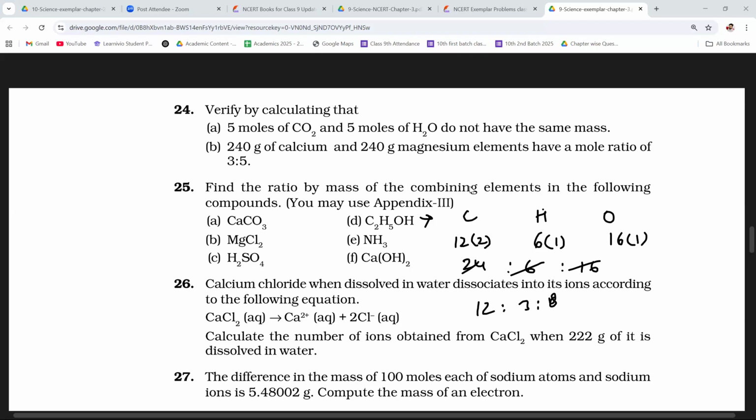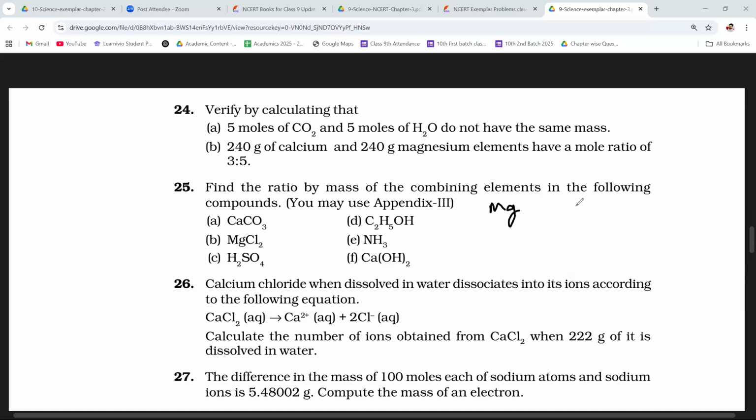Magnesium chloride: magnesium and chlorine. Magnesium is 1, so 24 into 1, plus chlorine is 2, so 2 into 35.5. You get 24 is to 71, because 71 is prime. So the ratio is 24 is to 71. Got it? Yes, sir.